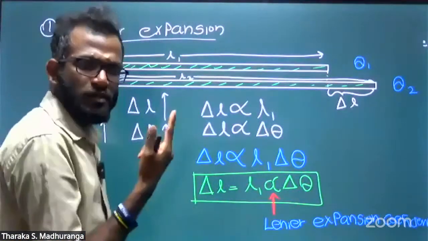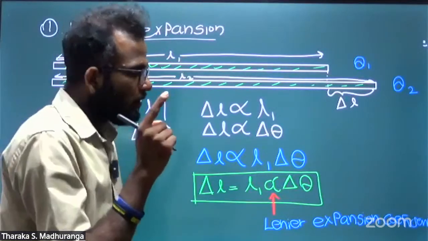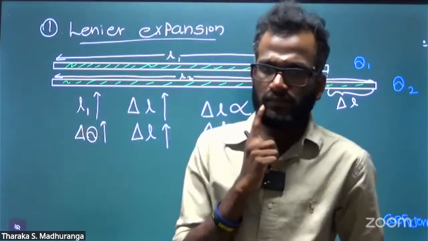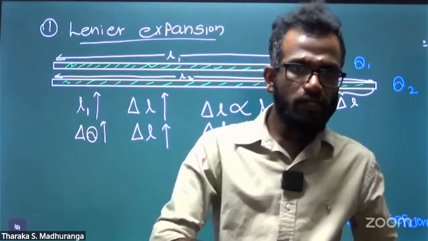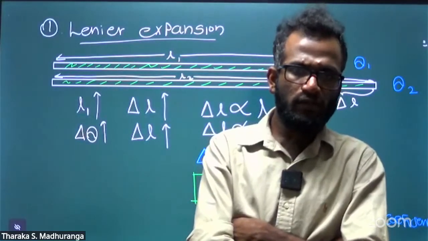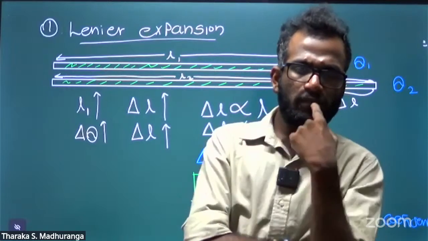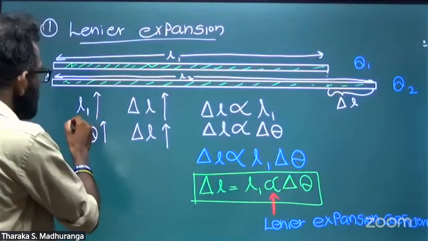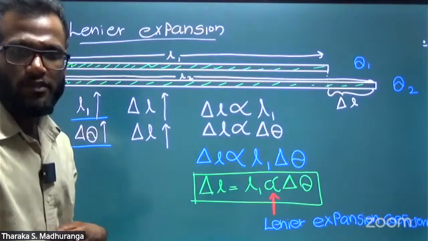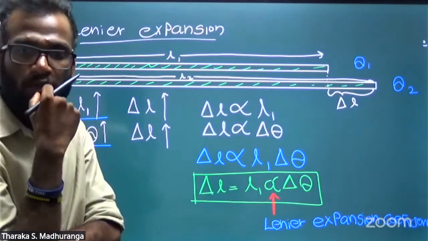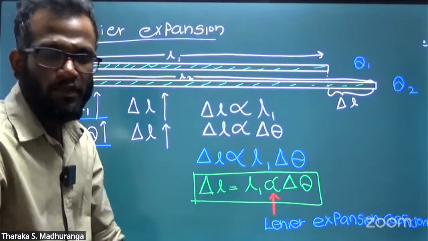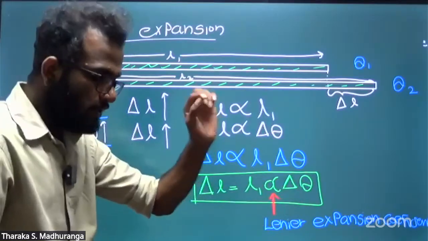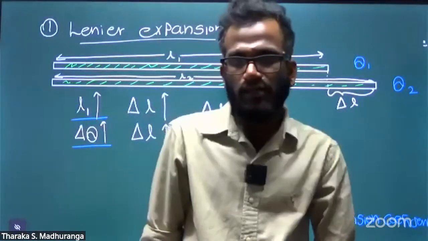Now, I think you have a problem. I told you there are three main factors that affect the linear expansion. Do you remember? But we only got two: initial length and temperature difference. What happened to the next one? Substance type. The substance type is the alpha, remember. The linear expansion coefficient is a constant that depends on the matter type or substance type.